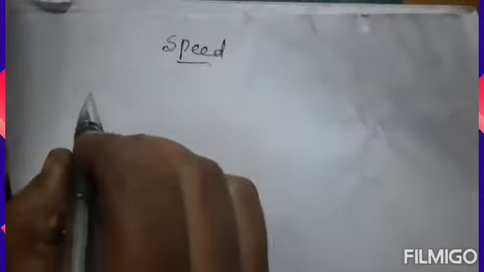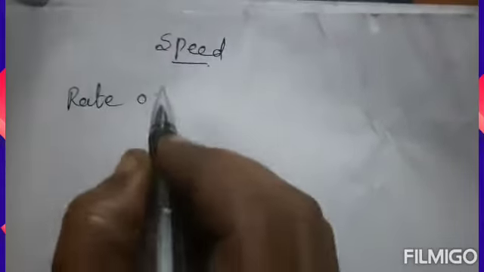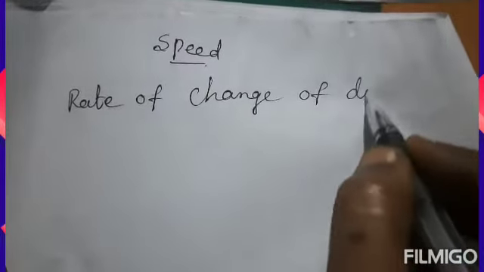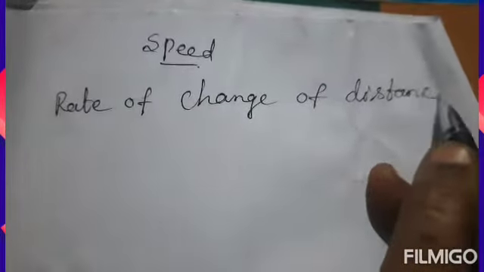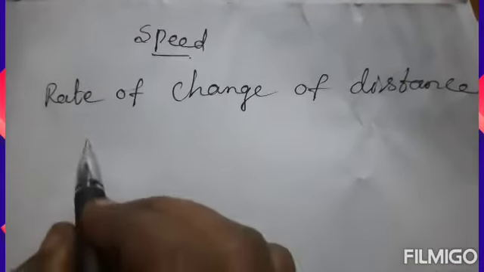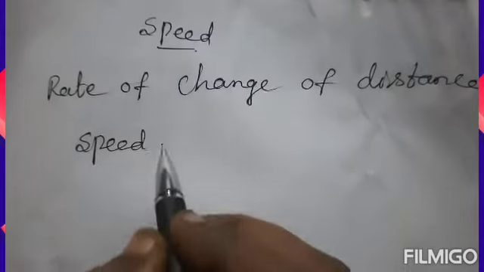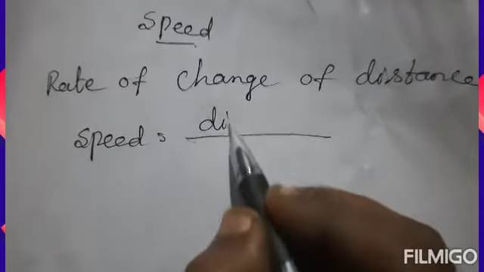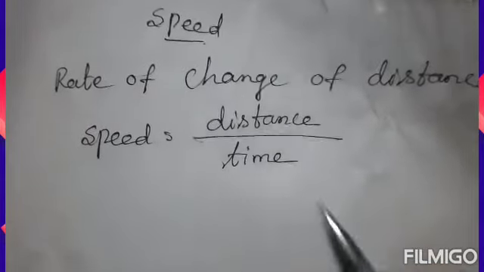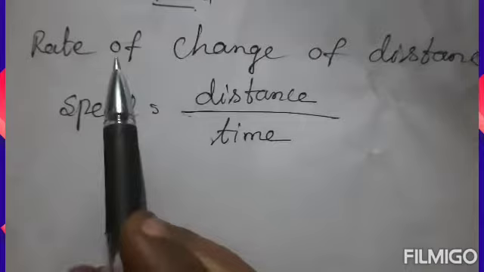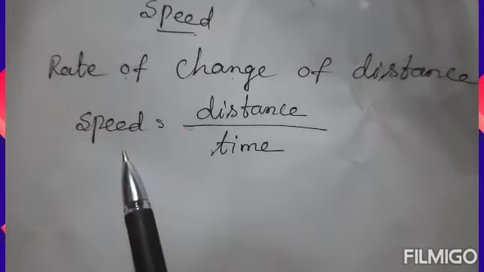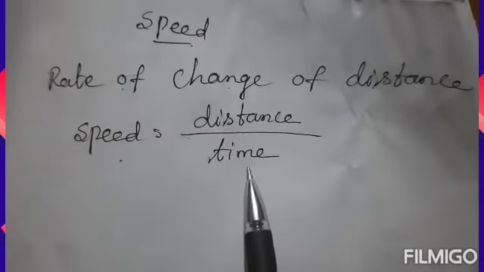Speed, the rate of change of distance is called speed. So what is speed? Rate of change of distance is called speed. The formula for speed: speed equal to distance divided by time. Okay, this is the formula. The definition for speed, rate of change of distance is called speed. What is the formula for speed? Speed equal to distance divided by time.